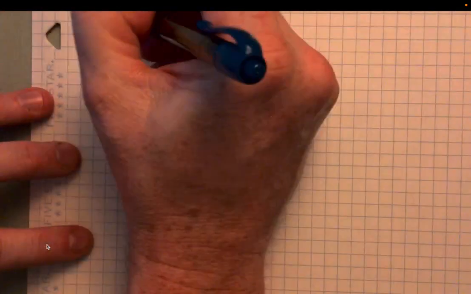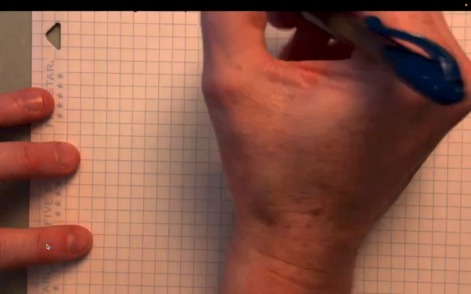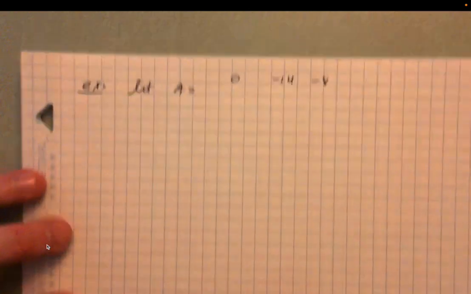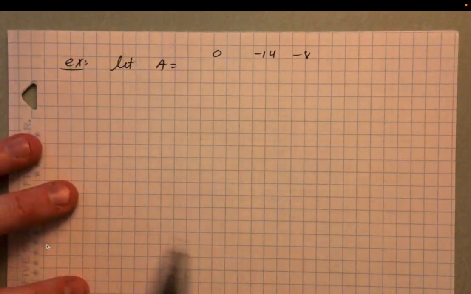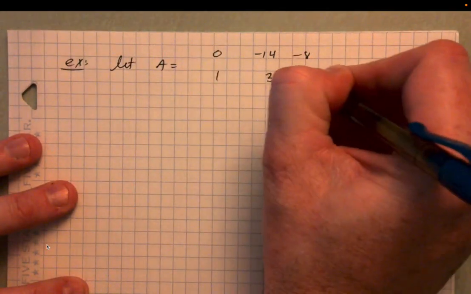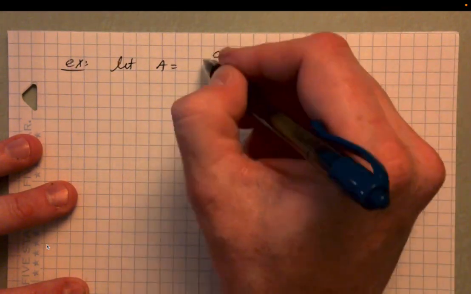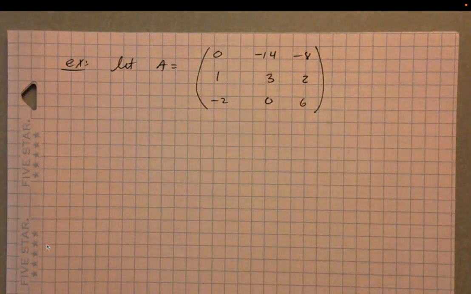Okay, so let A equal the matrix with rows 0, -14, -8; 1, 3, 2; and -2, 0, 6. Not an upper triangular matrix, but a 3 by 3 matrix. So we could calculate the determinant using the 3 by 3 method or by using the cofactor expansion method. But let's just do row reduction on this and see how the determinant falls out.